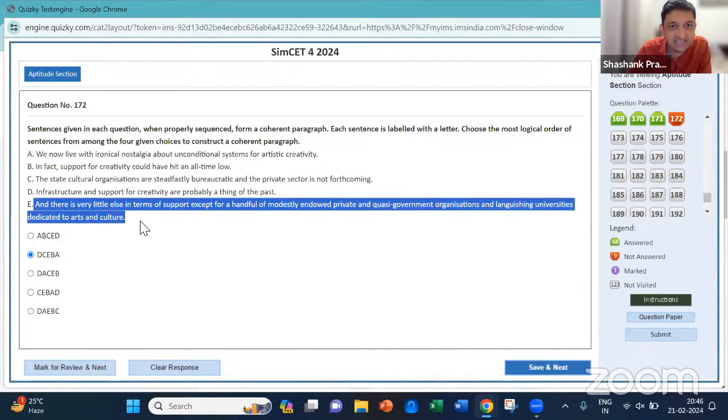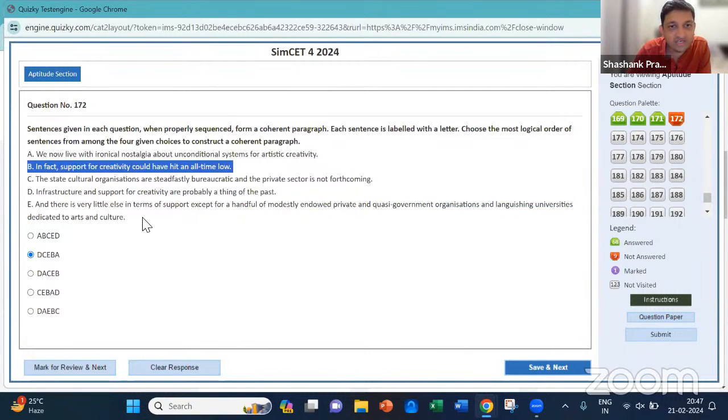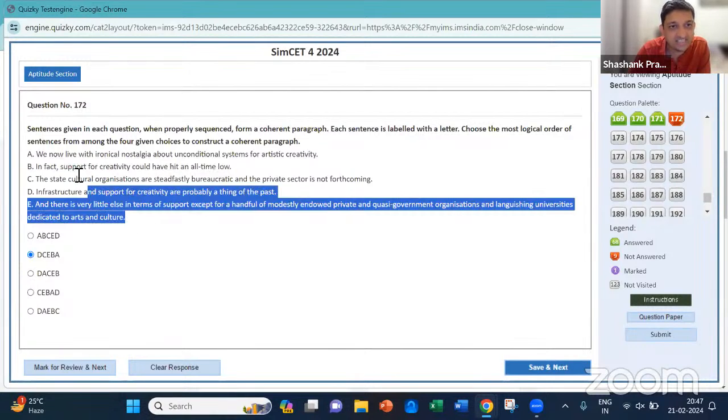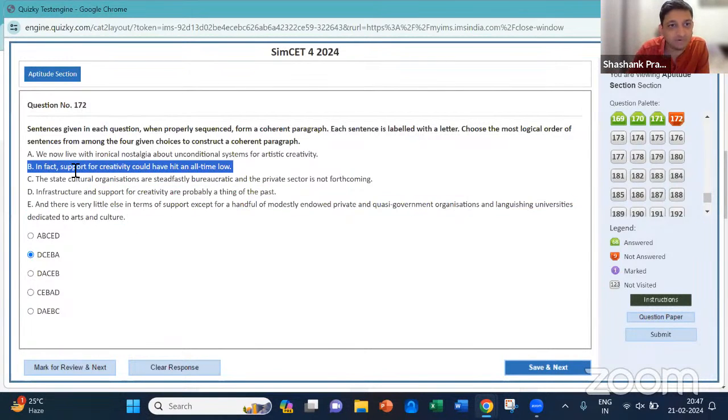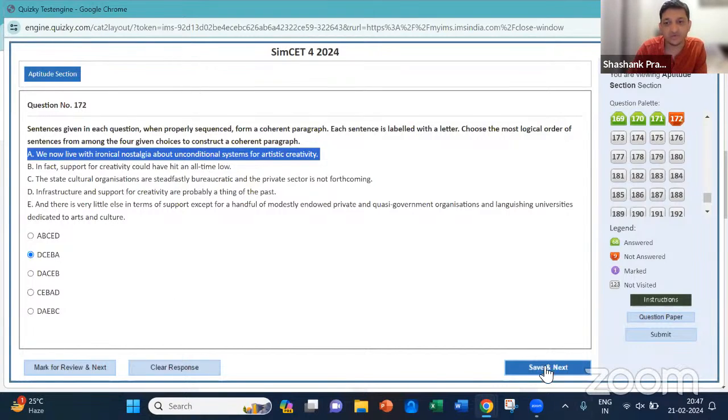E, and there is very little in terms of support. Very little else in terms of support. So support, not support, and very little else in terms of support. And D, C, E, B, support could have hit an all-time low. So very little else, और उसमें बोल रहे हैं कि it could have an all-time low. ठीक है, I think this is fine. Let's go.